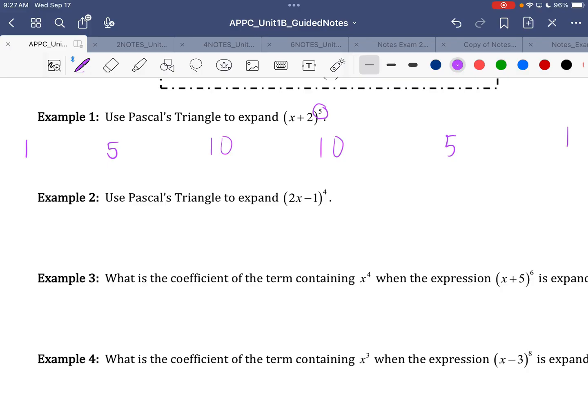The A term starts with the degree outside the parentheses. X is going to be to the 5, and then that descends in power. So the next one is going to be to the 4th. You don't really need parentheses in this case. I just like to do it because, like on example 2, the 2x is going to be all to the 4th. And then the 3rd and 2nd and so on.